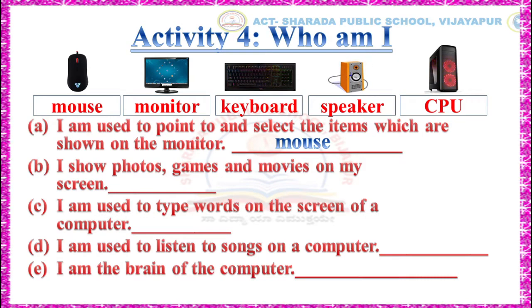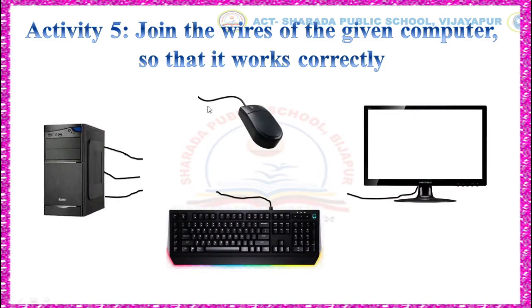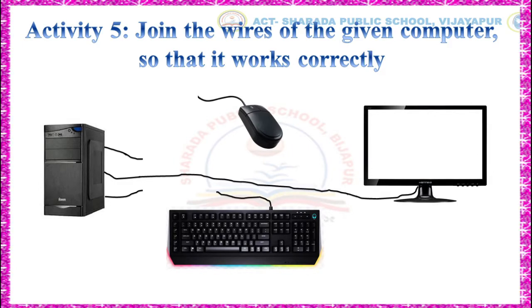Now, we will move to the next activity number 5. Join the wires of the given computer so that it works correctly. Children, here are the parts of computer. You need to join the wires of all the parts so that it works correctly. For example, you need to connect monitor wire to the CPU like this. Similarly, you need to join keyboard and mouse wires too.